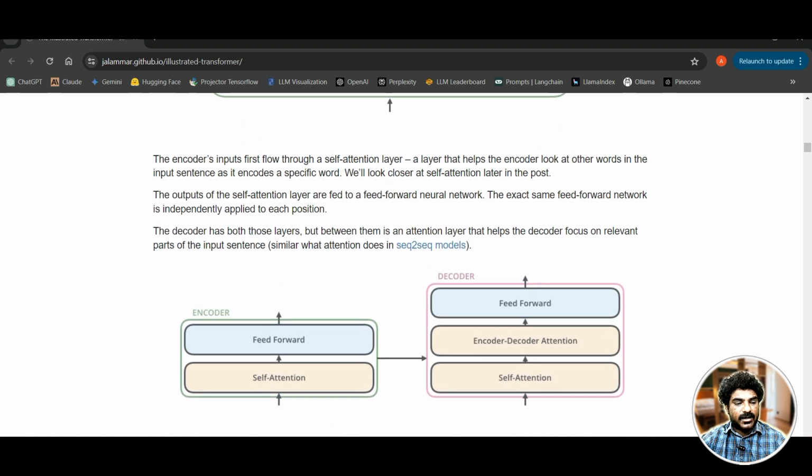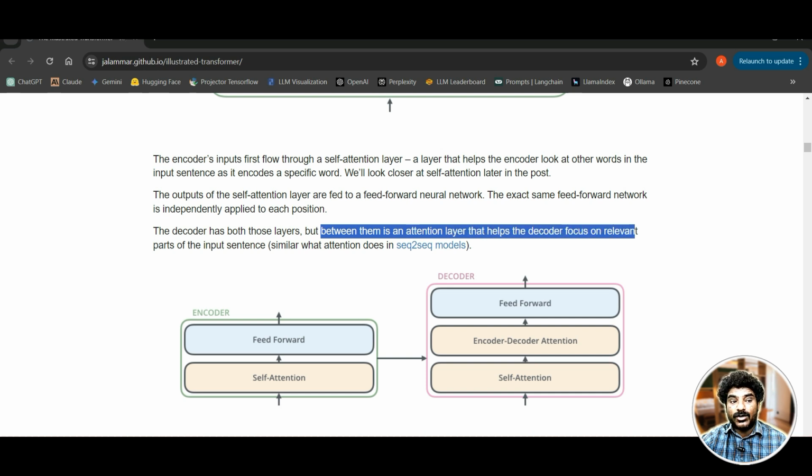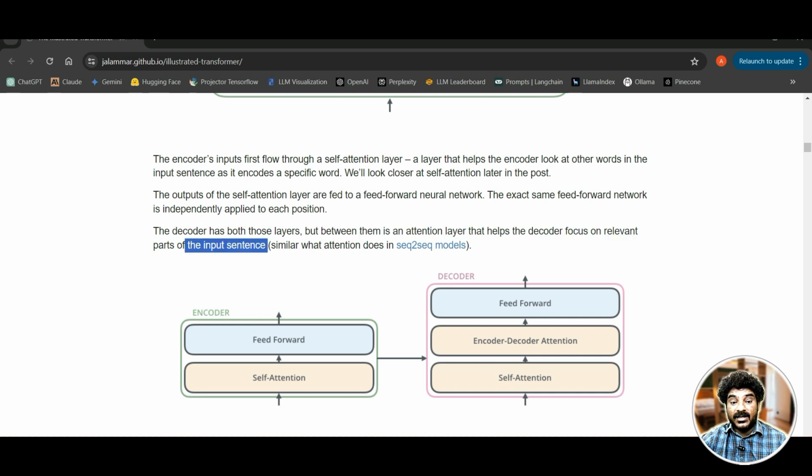So here he is mentioning you have encoders and decoders. The encoder has two components, but if you see the decoders, you have one more component added, which is the encoder-decoder attention. This is also very much important, right? The input will pass through the encoder, and the output of the encoder will be passed as an input to the decoder. Now this encoder-decoder attention: the decoder has both the layers, the same self attention and the feed forward, but between them there is an attention layer that helps the decoder to focus on relevant parts of the input sequence. This is very much important. It focuses on the relevant parts of the input sequence.